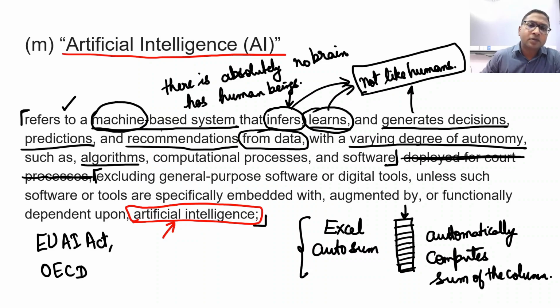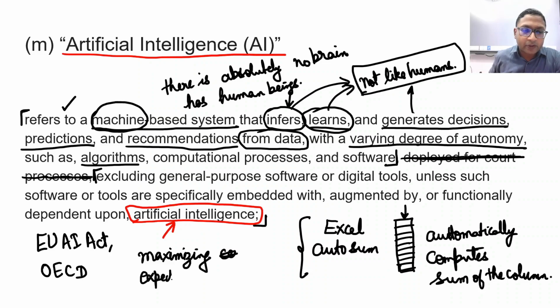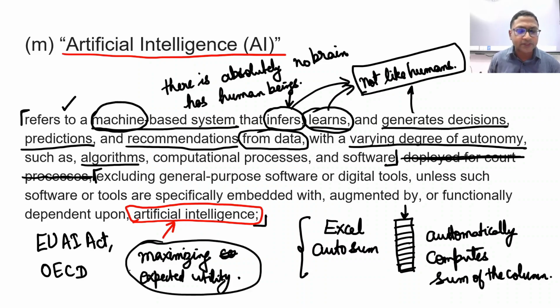And one can define this like maximizing expected utility, let's say, or minimizing a cost function or something like that. Okay, but that takes us too much into the technical details of AI.